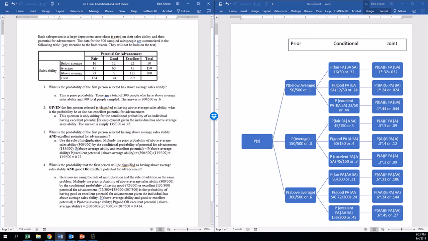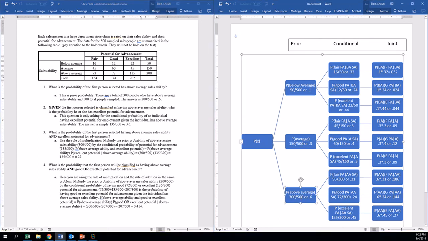So right here, the next question, what is the probability of the first person selected having above average sales ability and having excellent potential for advancement? So what is the probability of an individual having above average sales ability? Okay, so what this is saying is we're going to be looking at everyone. What is the probability that an individual is going to have above average sales ability, which is right here, 300 out of 500, and of these people that have above average sales ability, what is the probability that they will have above average sales ability and excellent potential for advancement?